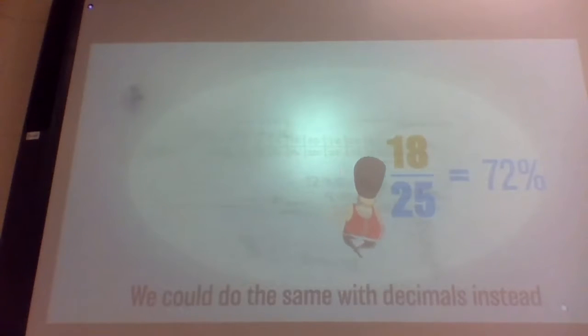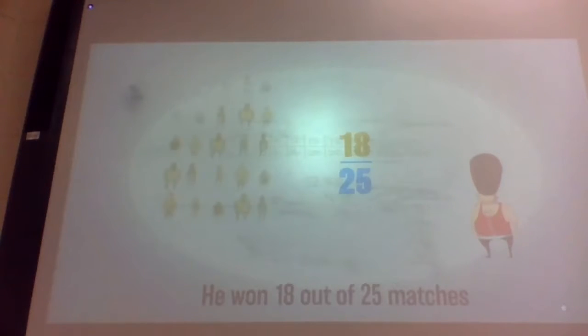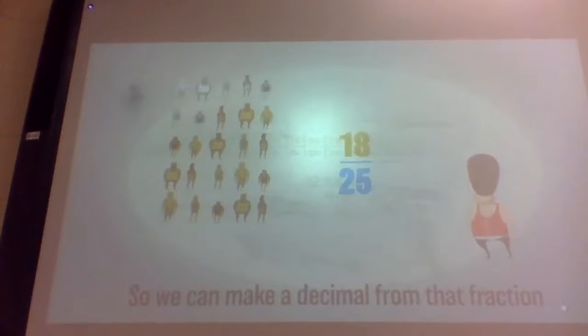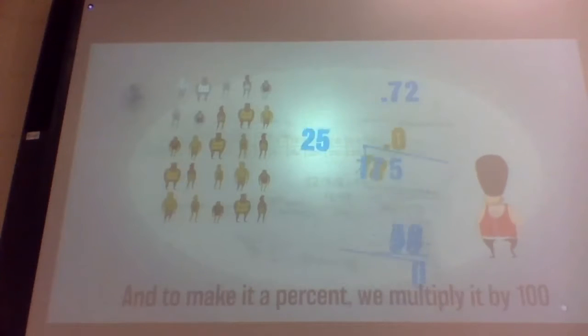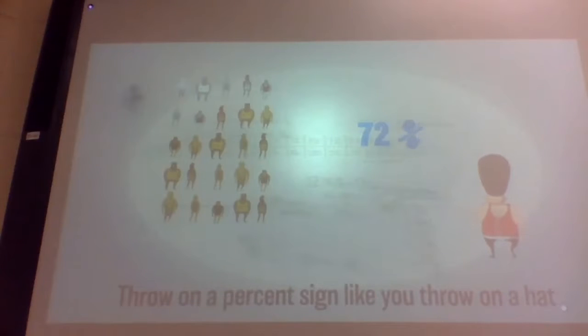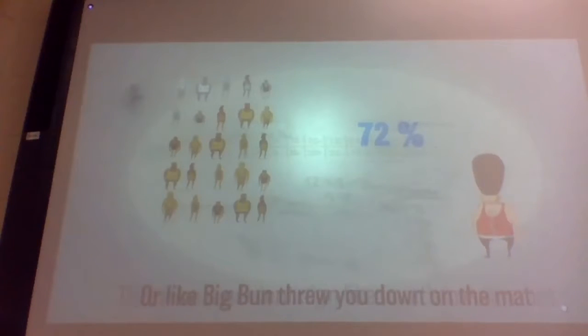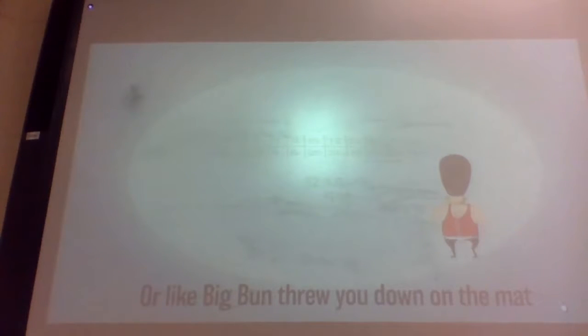We could do the same with decimals instead. He won 18 out of 25 matches, so we can make a decimal from that fraction. Divide to get 72 hundredths. And to make it a percent, we multiply it by 100. Throw on a percent sign like you throw on a hat, or like Big Pun threw you down on the mat.